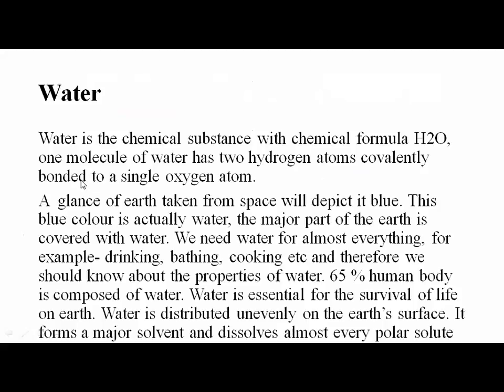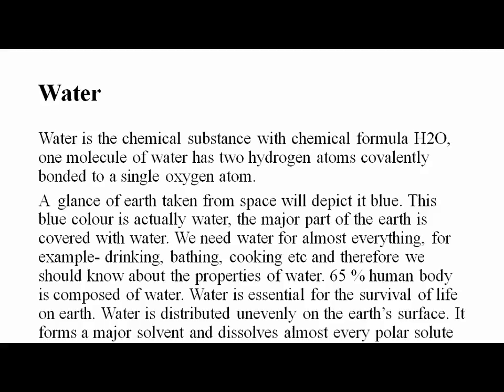Moving to the next concept, that is compounds of hydrogen. Hydrogen combines with oxygen and forms H2O, that is water, correct? So water is a chemical compound, or you can say a chemical substance with chemical formula H2O. One molecule of water, if you see, has got 2 atoms of hydrogen and one atom of oxygen. And how are they bonded?